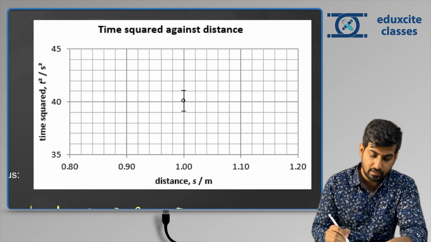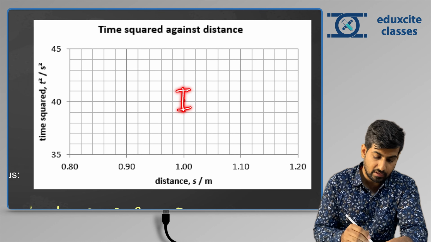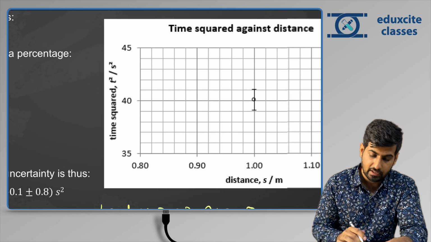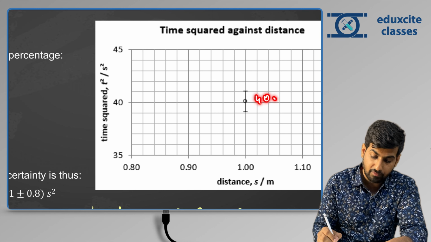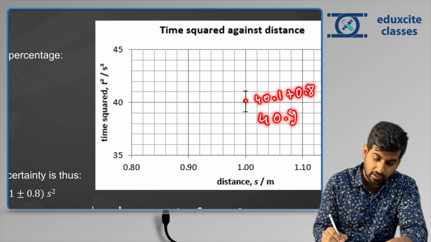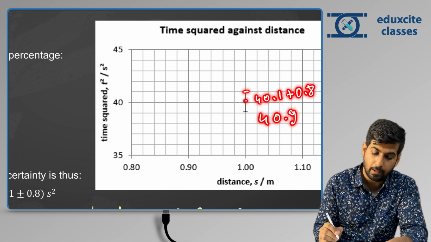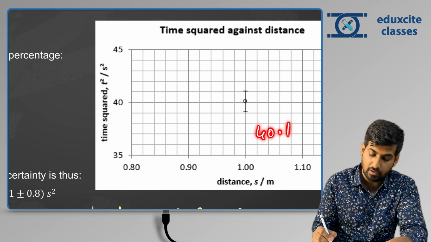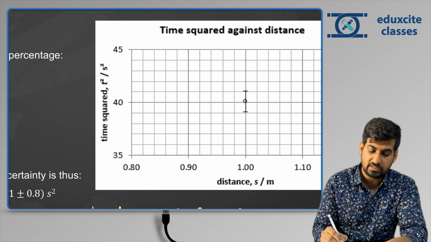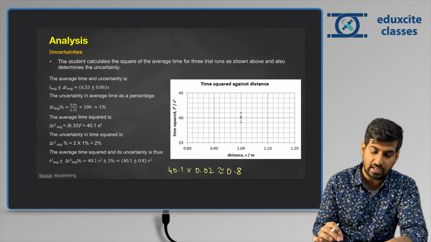Now for t squared, the error bar is plus minus 0.8. So 40.1 plus 0.8 is 40.9. So 40.9 is somewhere here only, and 40.1 minus 0.8 will be here only. So this you can automatically do using Excel.